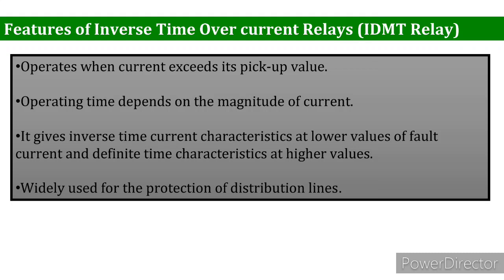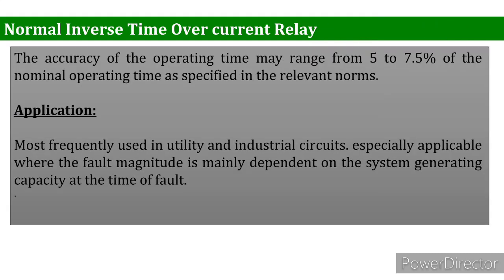This relay is widely used for the protection of distribution lines. Based on the inverseness, it has three different types. Number one is the normal inverse time overcurrent relay. It is used when the fault current is dependent on generation of fault, not fault location. So we can say that if you want to trace the fault location, this relay will not help.